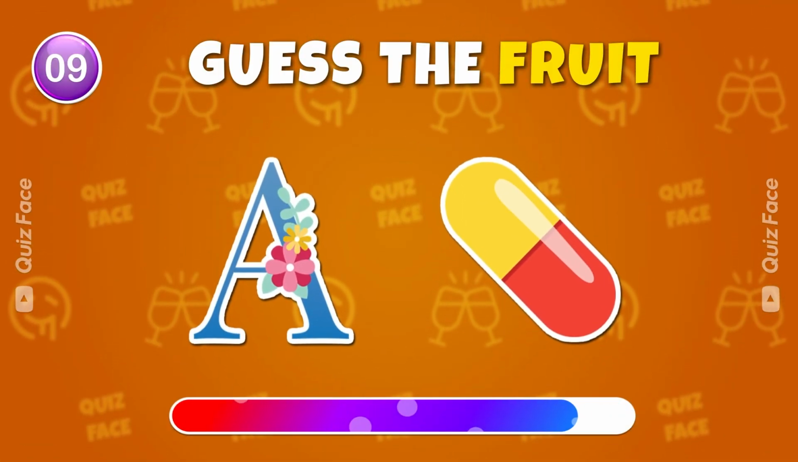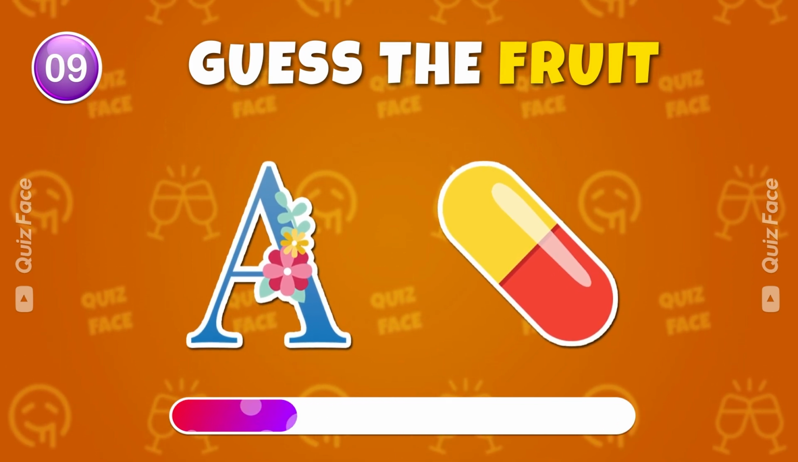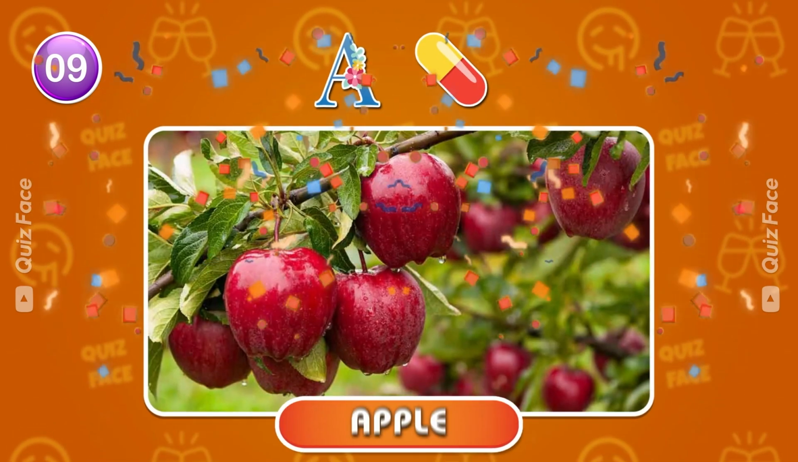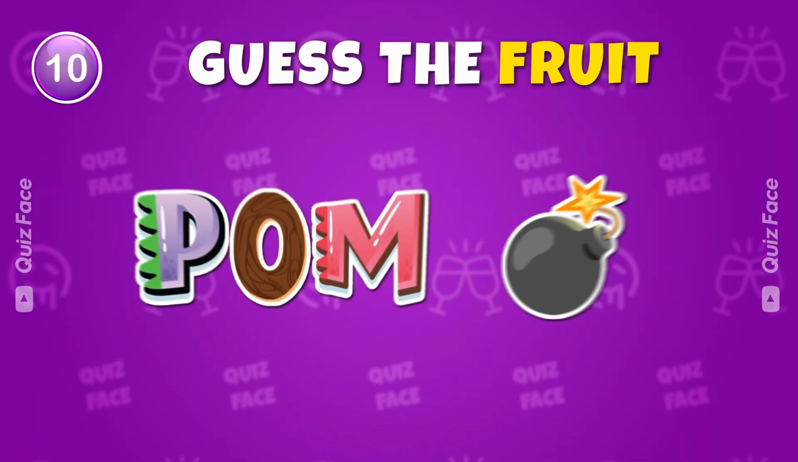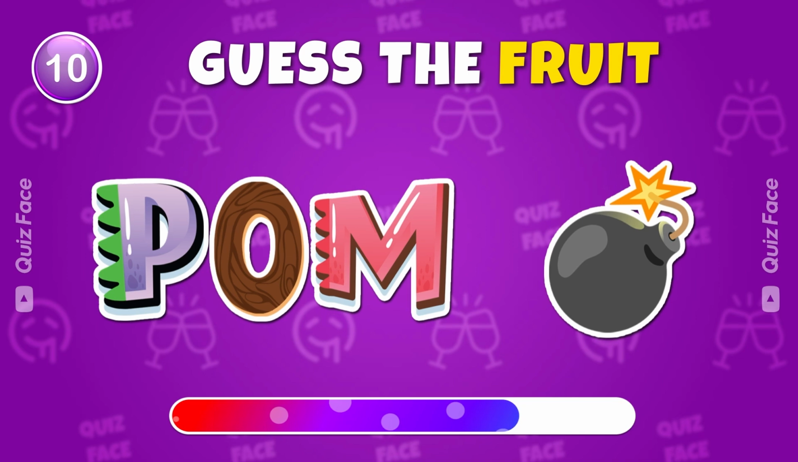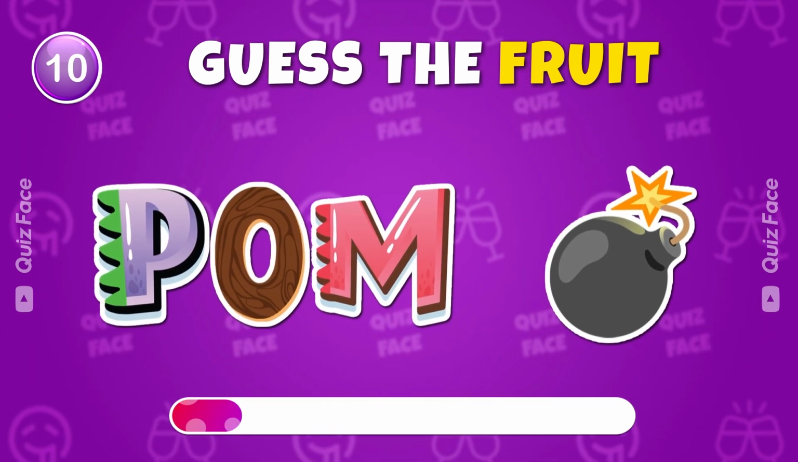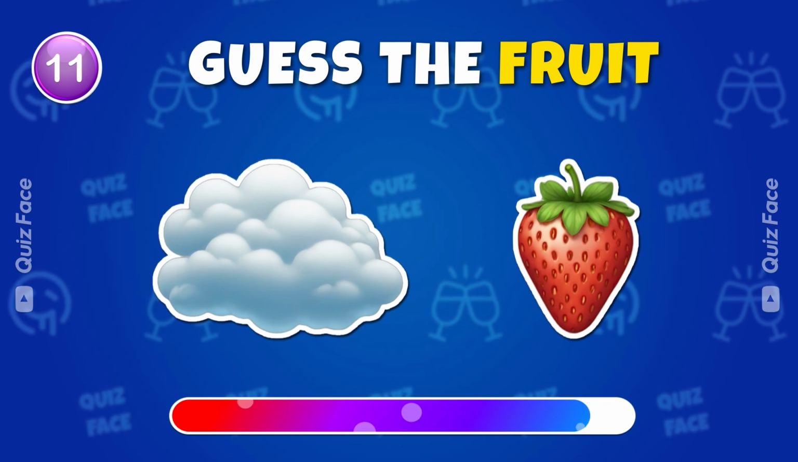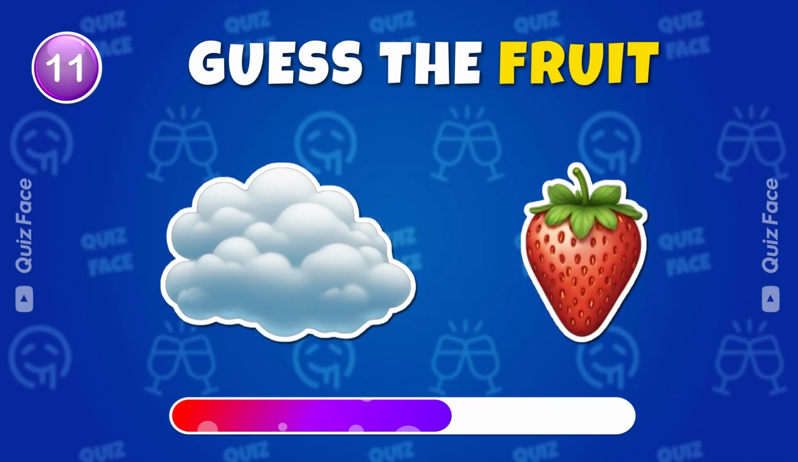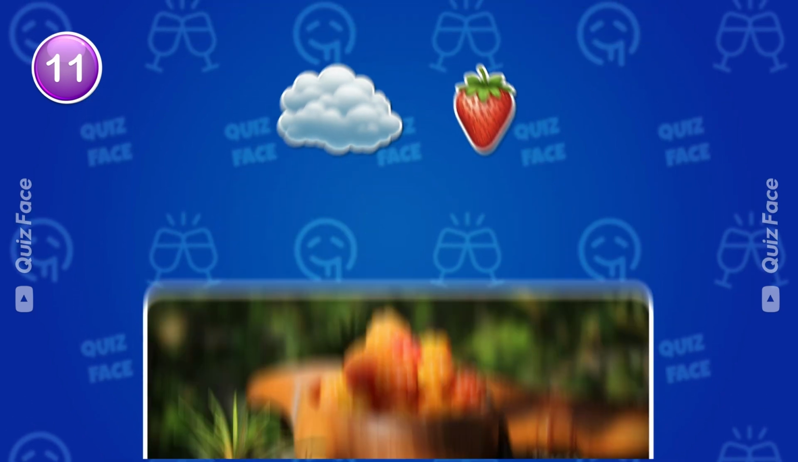Here's a tricky one. Can you name this fruit? It's an apple. Which fruit is illustrated by these emojis? Pomegranate. Try this one. Which fruit is shown by these emojis? Cloudberry.